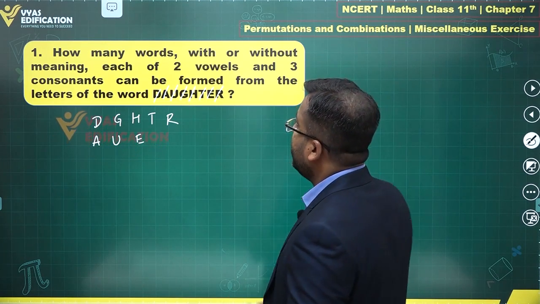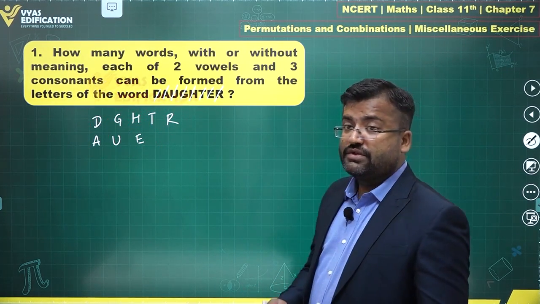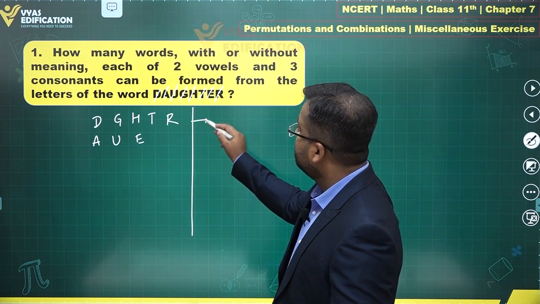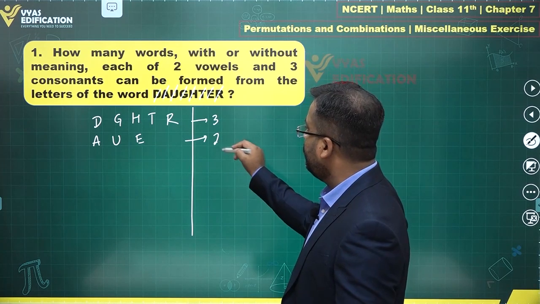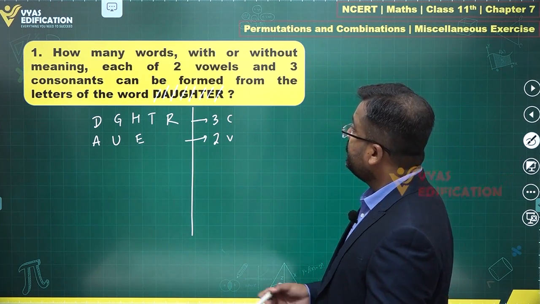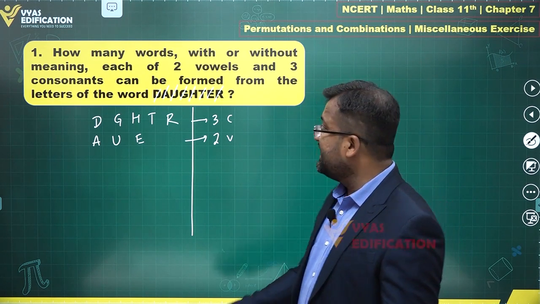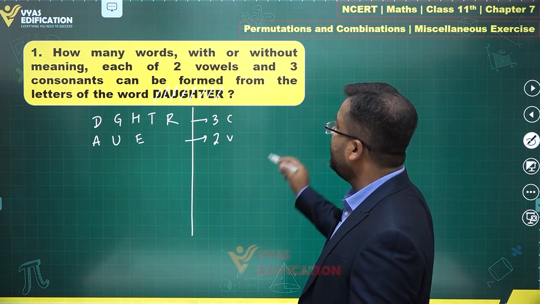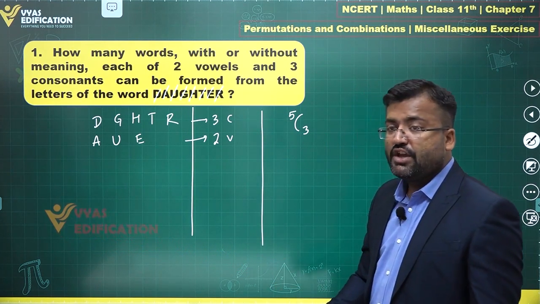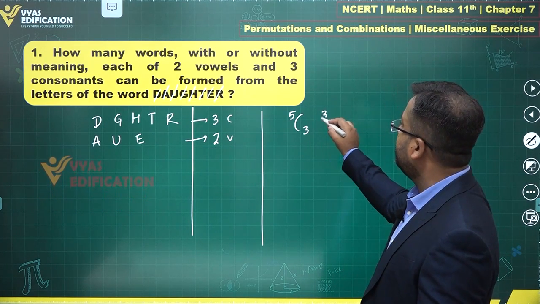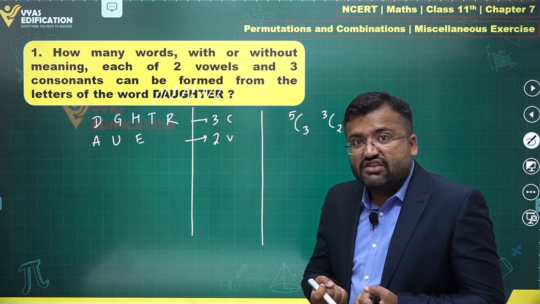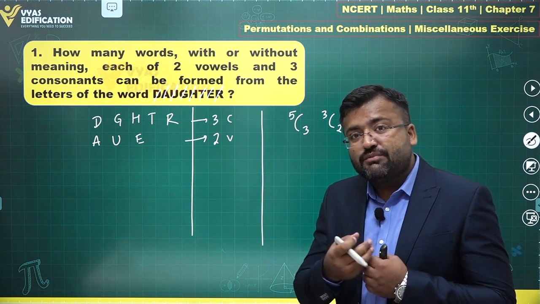That's the first stage. Next, with or without meaning, you are supposed to form words each of two vowels and three consonants. Okay. Select three consonants and select two vowels from here. And then we are supposed to form words. So first we'll select three consonants. How many ways of selecting three consonants? You can select three consonants out of 5 in 5C3 ways. You can select two vowels out of 3 in 3C2 ways, and then you can form words. Once you have selected these three consonants and two vowels, you'll form words by arranging them.